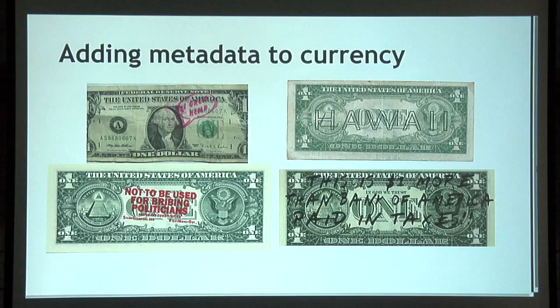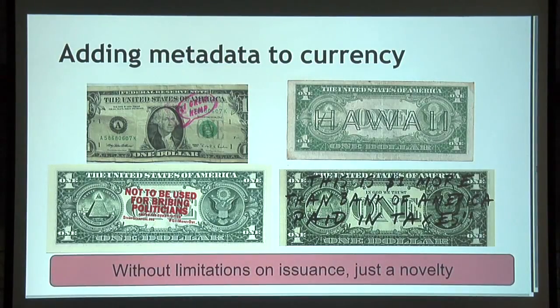So let's think about what this would look like offline. What if we wanted to add metadata to offline currency? Some people actually do this. They like to stamp various things on banknotes, as I have some examples of here. And you'll notice that most of these are actually political protests talking about campaign finance or the fact that George Washington grew hemp. And the reason is that if anybody can stamp whatever they want on currency, it doesn't have that much value except as a form of speech. It's really just a novelty.